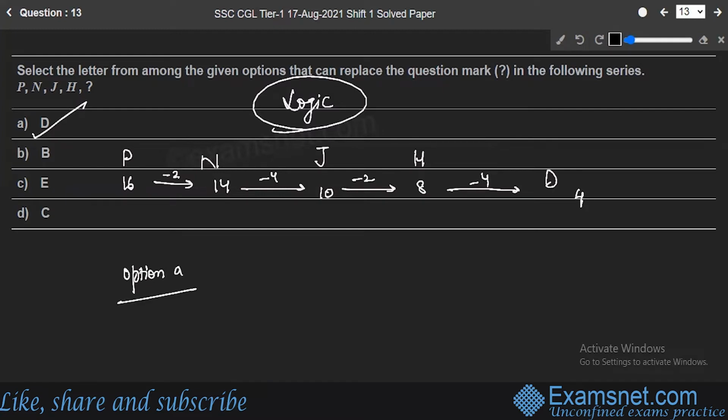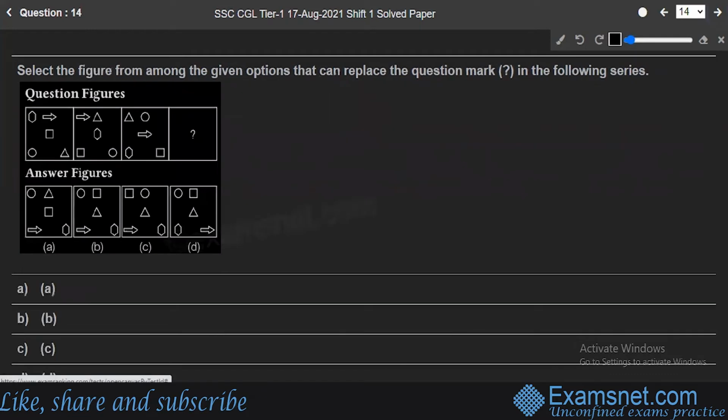Let's move to the next question, number 14. Select the figure from among the given options that can replace the question mark in the series. So now you have to see what will come at this place. You have to look at the logic for the question, what pattern. In this question, there is no logic, here will be a pattern which is being followed. If you get the pattern, you will be done. Okay, and I'll help you to go with the pattern.